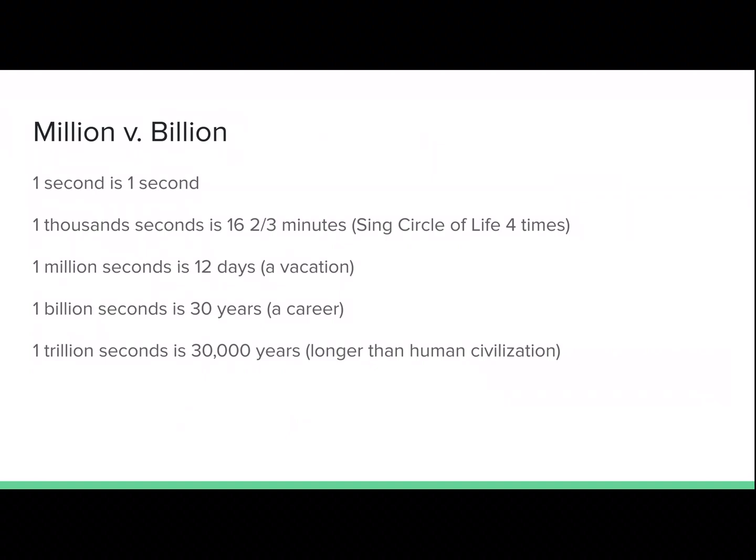So you can see that when you get into these larger numbers, it's really hard to compare. It's hard to compare 12 days to 30 years. And so that's where the idea of using a ratio comes in to help us compare the severity or whatever we're trying to compare. In this case, it's going to be severity.